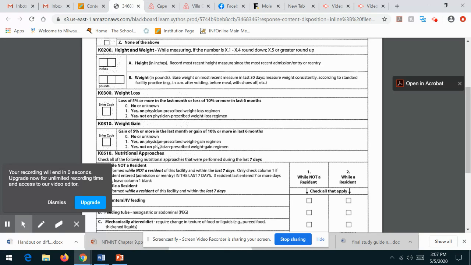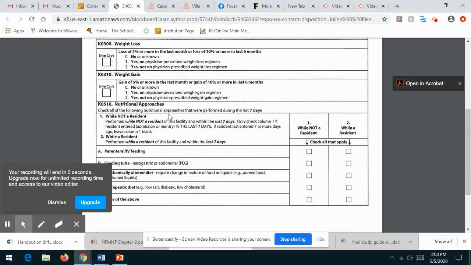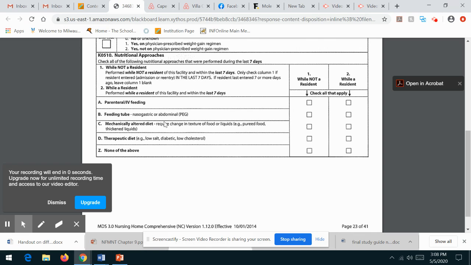We're also looking at weight gain. If the client did not gain any weight, we're going to enter a 0 here. If they did gain weight, we're going to enter a 1, and the 1 means that we want them to gain weight. And if they did gain weight, but they are not on a weight gain regimen, then we're going to enter a 2. And then we're going to check all of the following nutritional approaches.